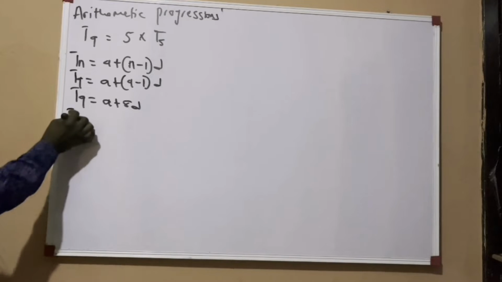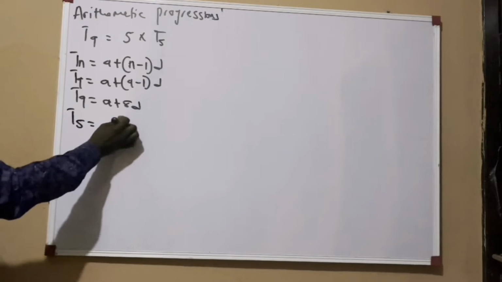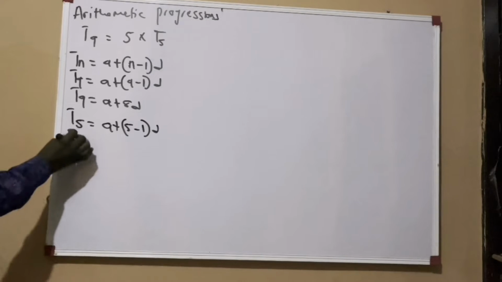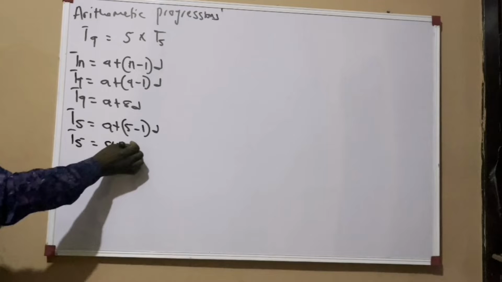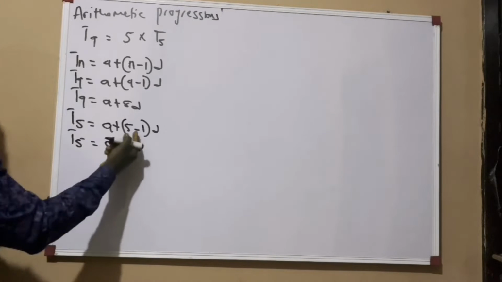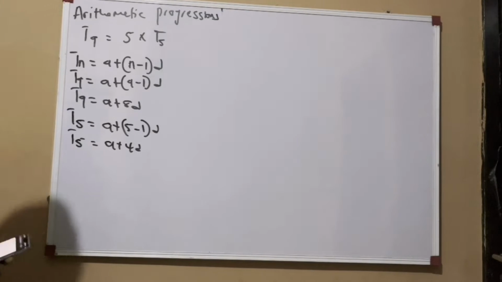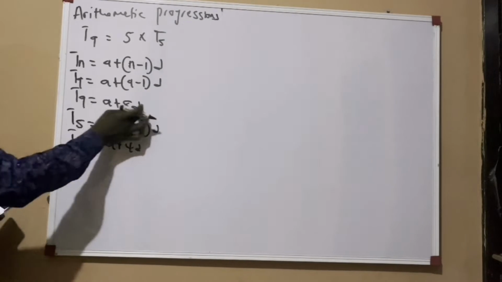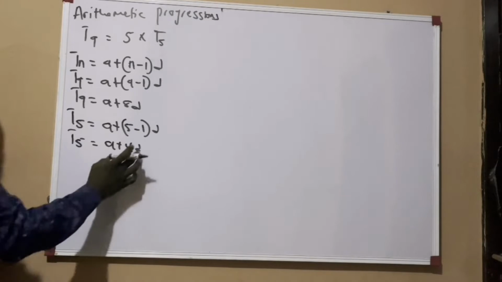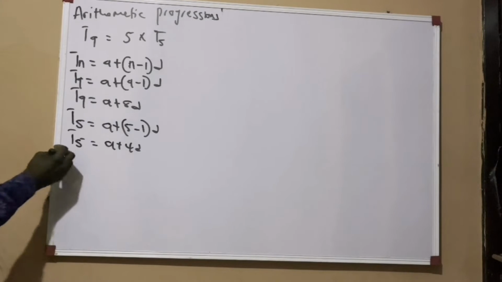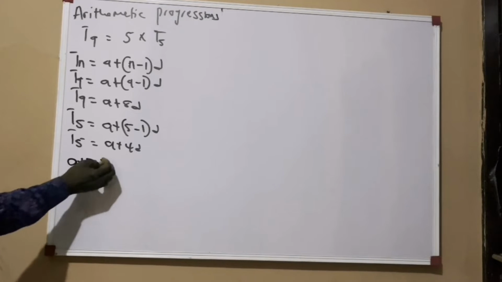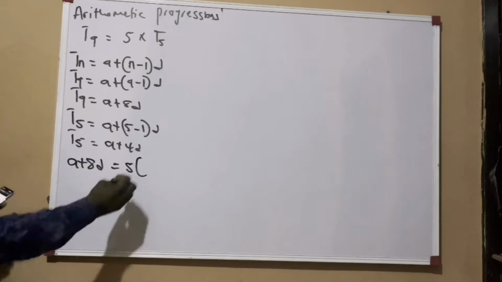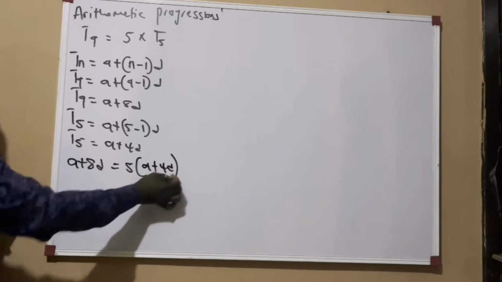Here it becomes T5 is equal to A plus (5 minus 1)D. So also here it becomes T5 is equal to A plus 4D. And how did I get 4? 5 minus 1 is 4. And 4 times D is 4D. Okay, coming back to the question, where I have T9, I'll give A plus 8D, and where I have T5, I'll give A plus 4D. So here becomes A plus 8D is equal to 5 into the bracket, because bracket also means times, into the bracket of A plus 4D.